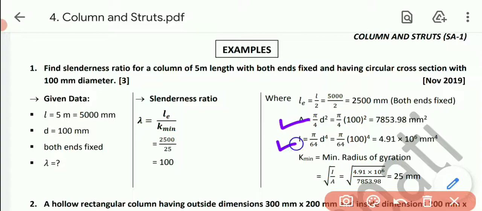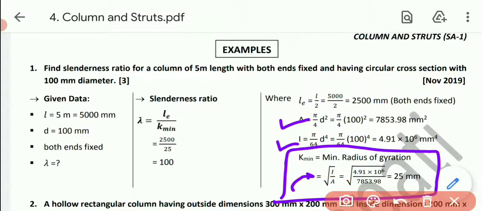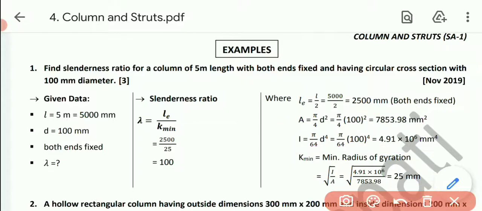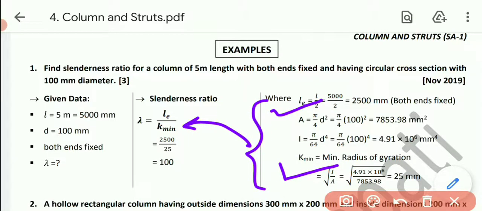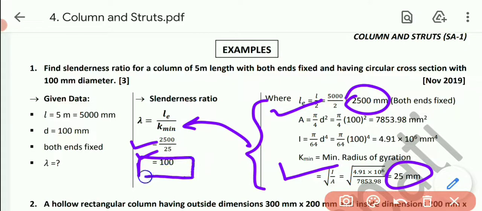Okay, so once I get area and I, now I can easily calculate radius of gyration, that is k, root of I by A. I is 4.91 into 10 raised to 6 and area 7853.98. By simplifying this one, I will get the value of k as 25 mm, that is radius of gyration. Once I get the value of k and LE, now I can put down these two values in the final formula of lambda. So lambda equals LE by k, LE is 2500, k minimum is 25. So ultimately I will get the answer 100. Clear? So this is the first example which was asked in November 2019 in 3 marks.